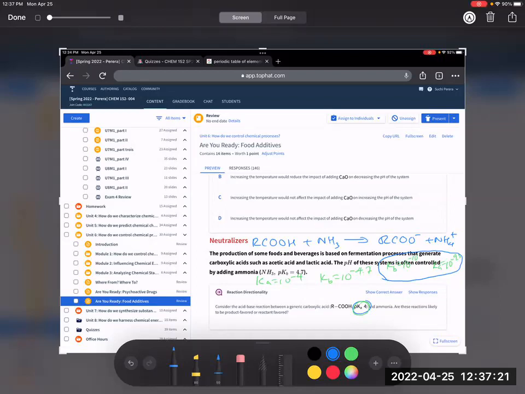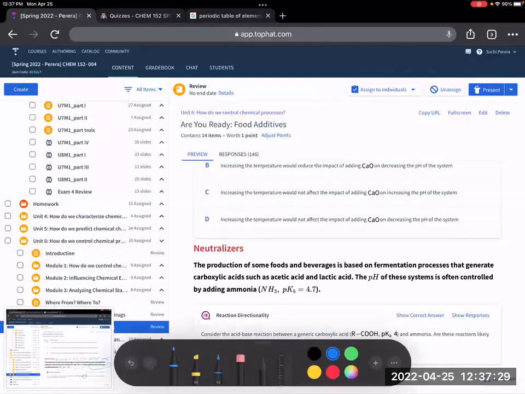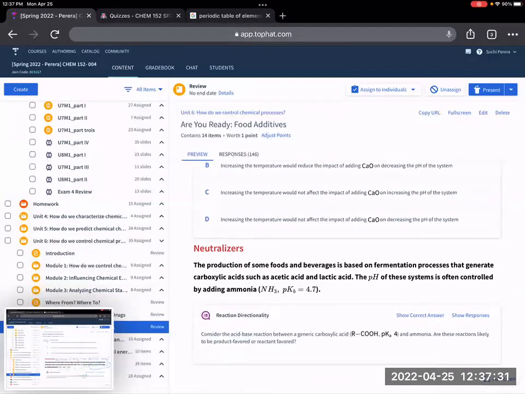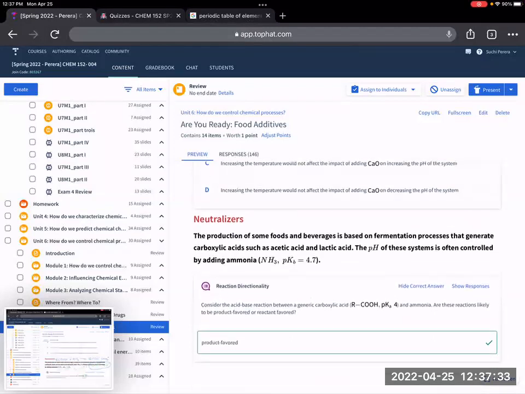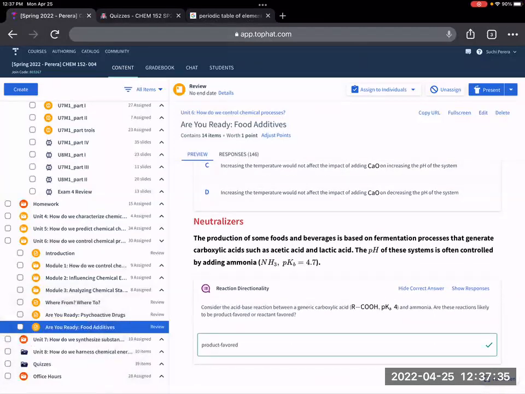As a result, we can expect this reaction to be product favored. So that should be our answer. It should be product favored, because Ka and Kb values are smaller on the product side.